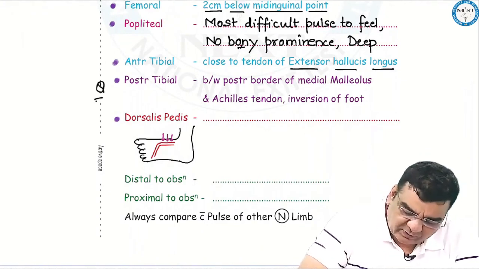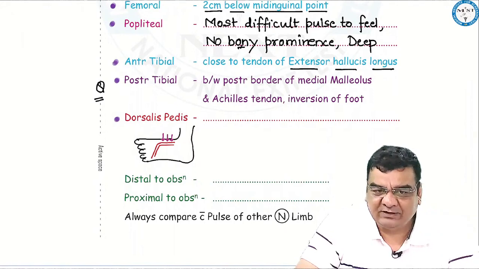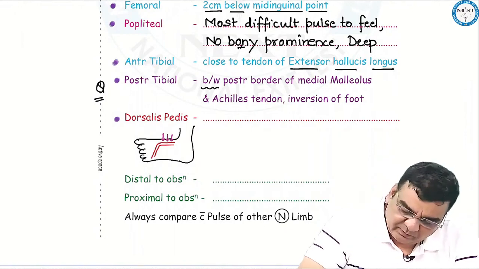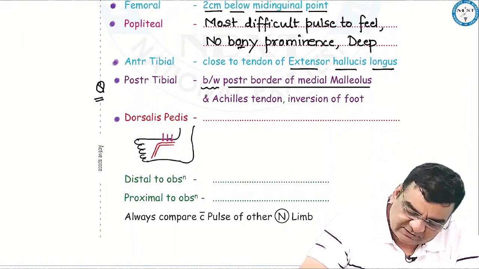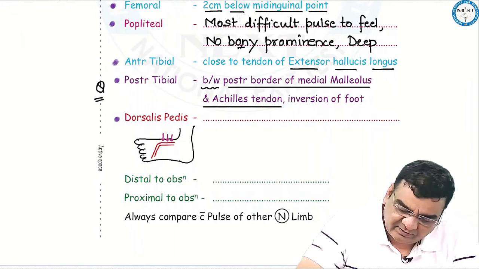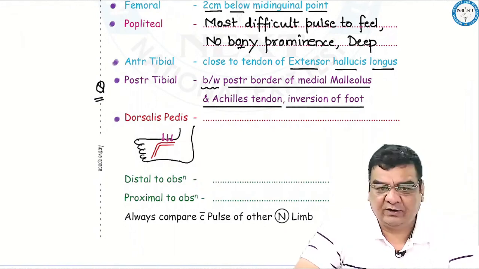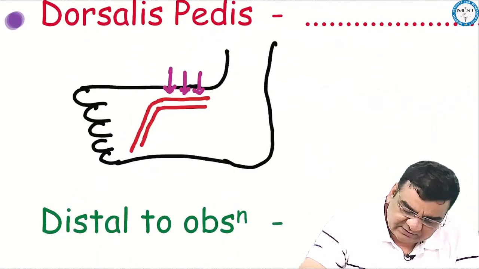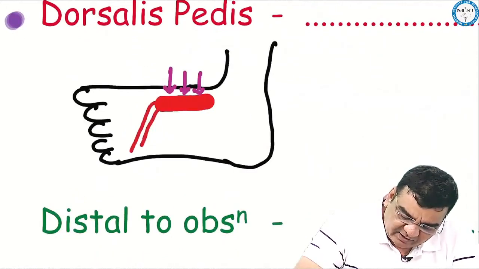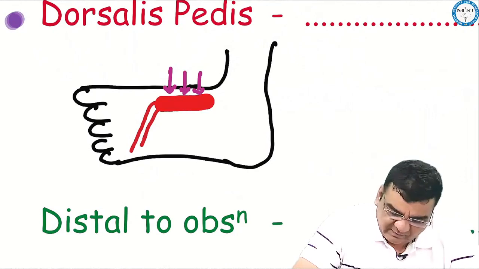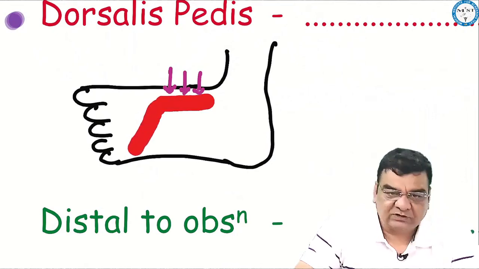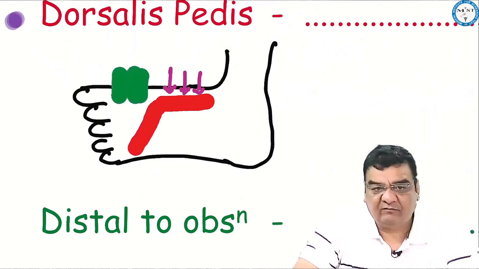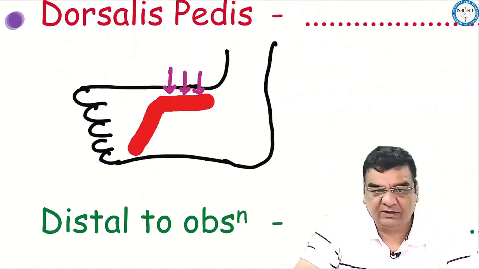Posterior tibial, this was a question on 4th of June. It's a repeat previous year question, beta. Discussed nicely by your anatomy ma'am. Between the posterior border of medial malleolus and Achilles tendon at inversion of foot. And dorsalis pedis, beta, once again I would like to tell you, where is the dorsalis pedis? In the proximal half of the first metatarsal space. Because in the middle of the foot, this goes towards the sole. So we cannot feel for this in the distal half. We should feel it in the proximal half.